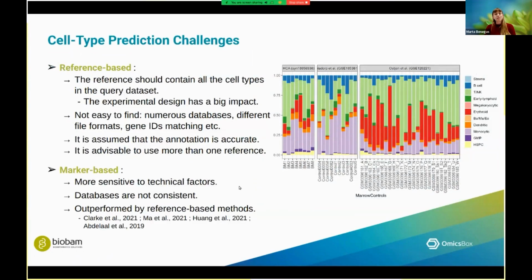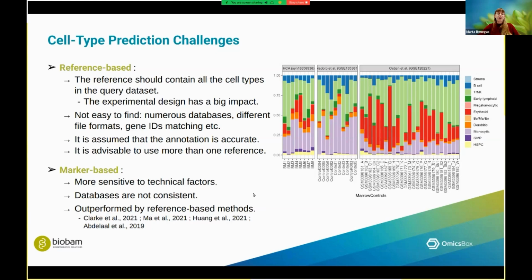And what are the challenges of these prediction methods? Reference-based prediction highly depends on the reference used. Ideally, this reference should contain all the cell types in our query dataset, and experimental design has a big impact on that. Here we have an example in which we have different samples where the cells have been extracted using different techniques at the laboratory level, and we see that the abundances of the different cell types really vary between experiments. It won't be the same to use this as my reference than this experiment. It's not going to be that easy to find the erythroids, for example, using this reference than using this other one.